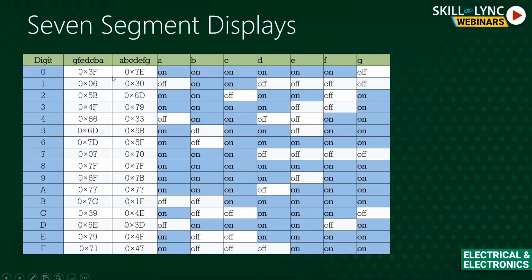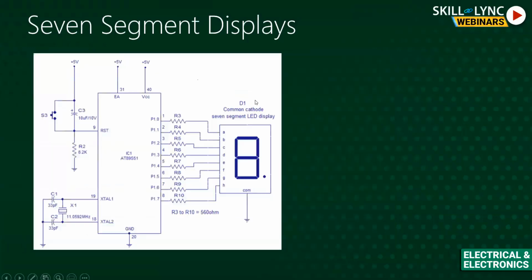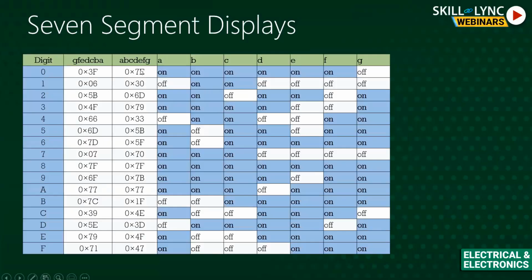So these are the corresponding values in case of common anode and common cathode. 7E is the value for common cathode, which I need to load to display the digit 0. In a similar way, if I want to make the digit 1, I need to send the code 2 3. Similarly, we have derived the different code values which I need to load to display the digits 1 2 3 4 5 6 7 and 8.